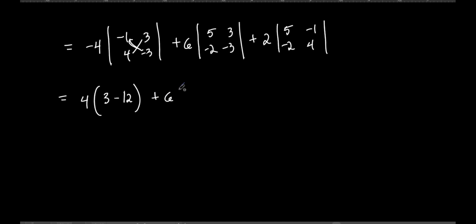So you can do that much in your head. Plus 6, and then let's do it again. Multiply those together. It's negative 15 minus what? Negative 6, which makes it plus 6. If you want to put the minus minus there, feel free. I just made a plus. Plus 2, and then multiply 20 minus 2.